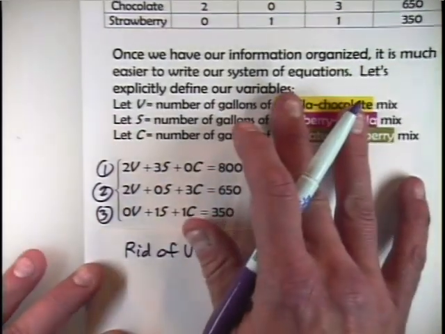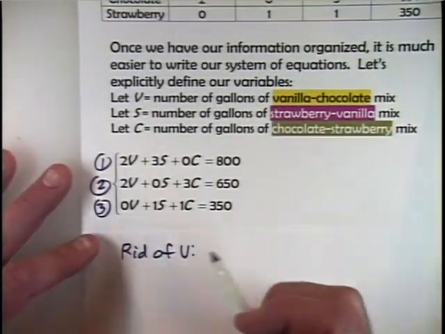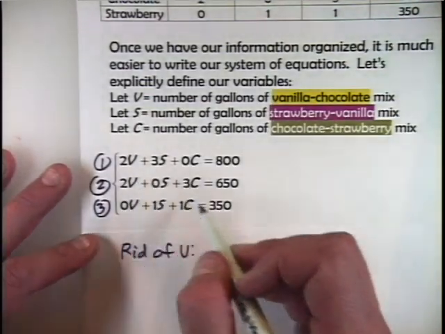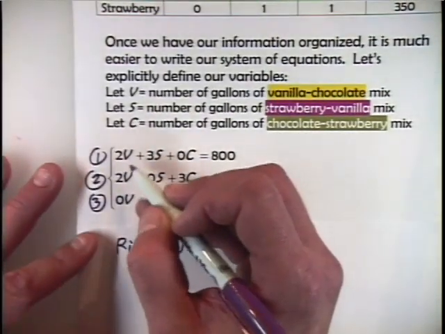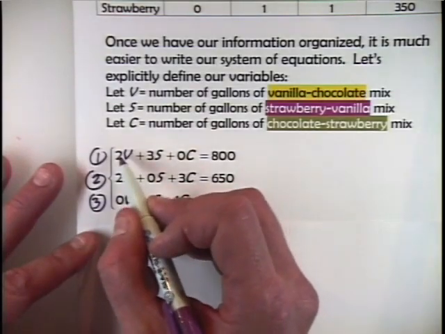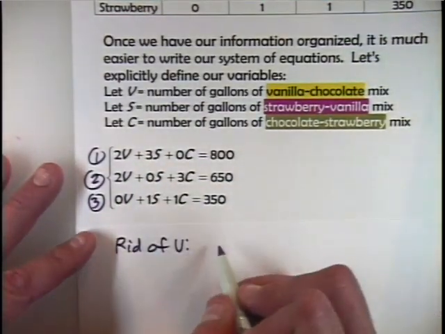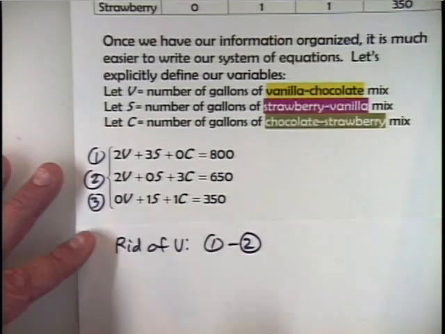What I'm going to go ahead and do then is subtract. I want to take equations 1 and 2 and subtract them so that I can eliminate my V's. They already have the same coefficient. So I'm going to do equation 1 minus equation 2.